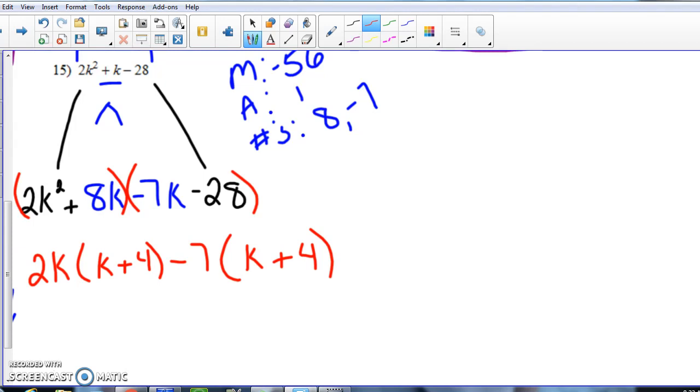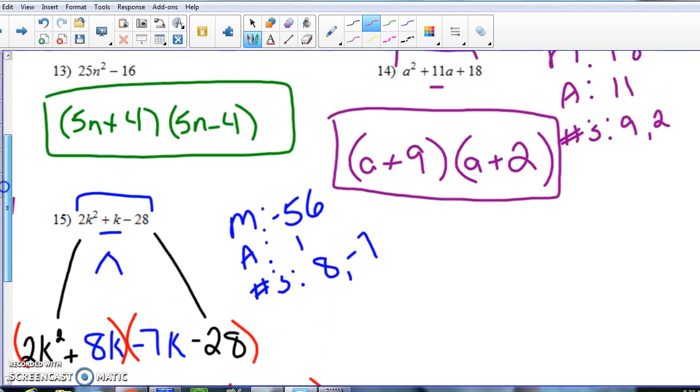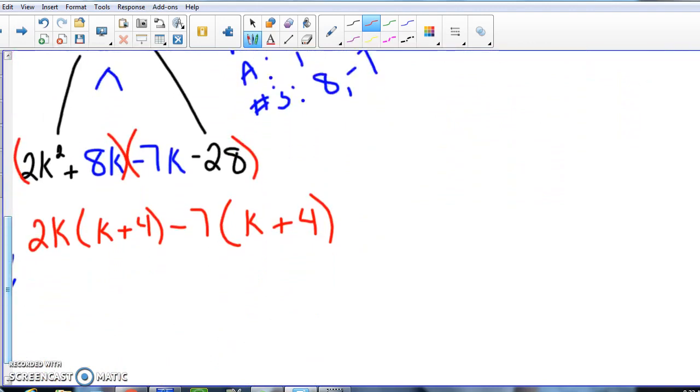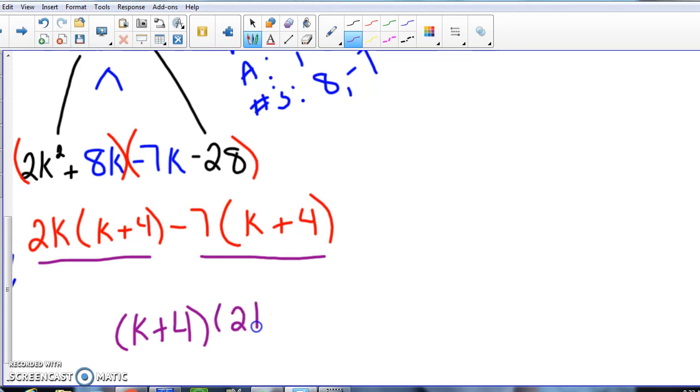Because ultimately, I want my final answer to look like it did in the previous problem. I wanted to have two sets of binomials. So I am almost there. Now, I'm going to do one more GCF factoring. I know this looks funny, but technically, this is only two terms. This is a term, and this is a term. So if I look at each of these terms and ask myself, do they have a GCF? Do they have anything in common? The answer is yes. They both have a k plus 4. So I'm going to factor out that k plus 4. And then if I think about what's left over, if I divide k plus 4 out of the first term, I am just left with 2k.